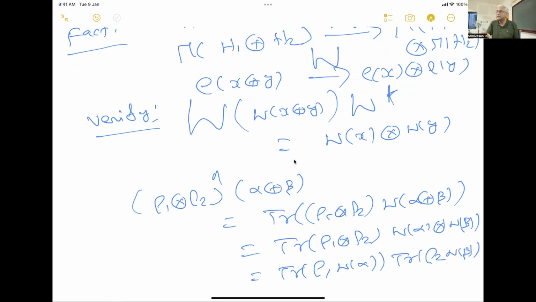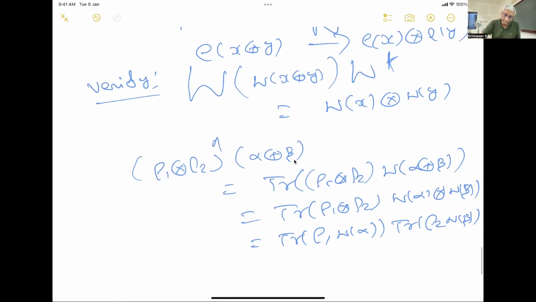That's all. Which is just rho 1 hat of alpha, rho 2 hat of beta. It's just direct verification. There is really nothing.